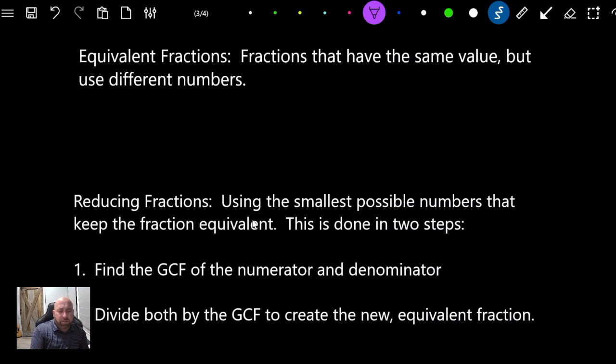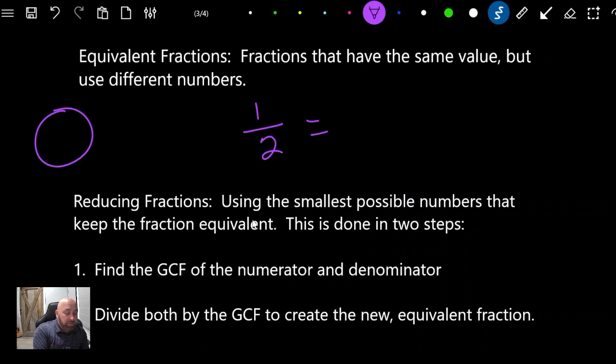Equivalent fractions means exactly what it sounds like. What does equivalent mean, right? Equal, okay? Fractions that have the same value, but they use different numbers. What do I mean by that? Let's take the fraction 1/2, okay? 1/2, if we don't change the value of 1/2, what can we get?